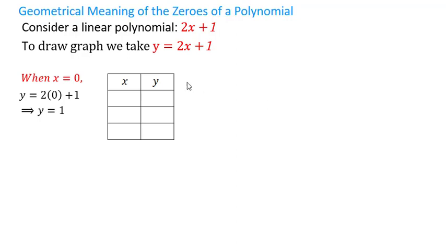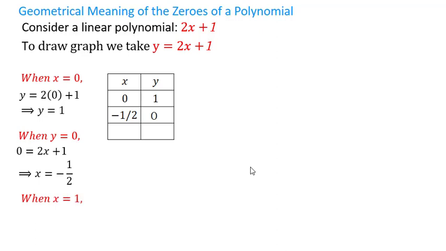So I will first enlist a few values. 2 sets are sufficient, but it is better that I enlist at least 3 sets, right? So I take first x is equal to 0 and got one value of y. Similarly, if I put y equal to 0, I will get the value of x as minus half. So x is minus half when y is 0. And let us take one more point. So I will take x is equal to 1. So when x is equal to 1, I will get y is equal to 3. So I have one more set, (1, 3). So I have these 3 sets.